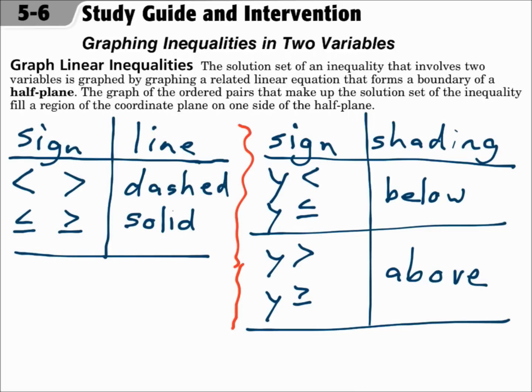If you copy down these charts, when you have the inequality solved for y, just like in y equals mx plus b, if your sign is less than or greater than, it'll be a dashed line. If it's less than or equal to or greater than or equal to, it'll be a solid line because the line is included when it's equal, but it's not when it's just less than or greater than. Once it's solved, if y is less than, the shading goes below. And if the y is greater than, it's shaded above.